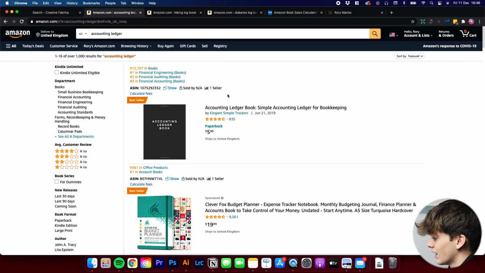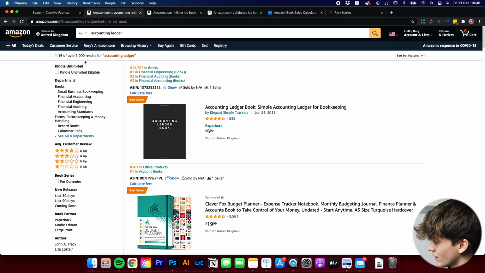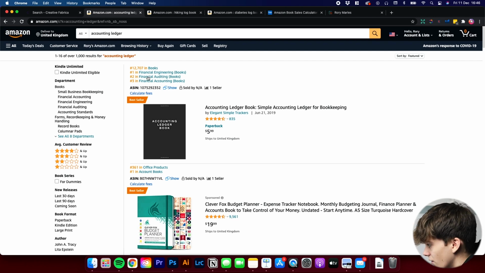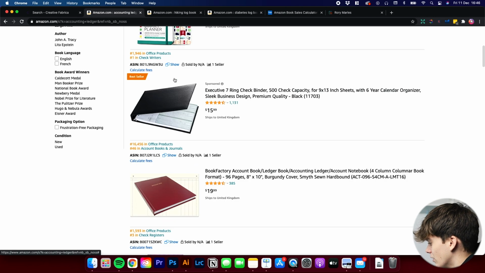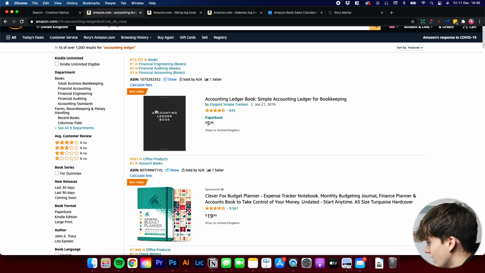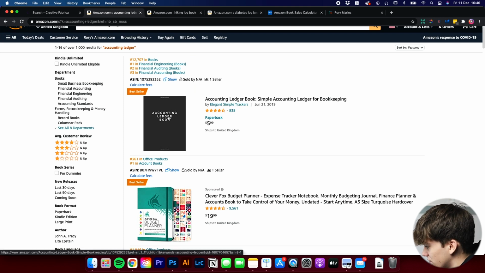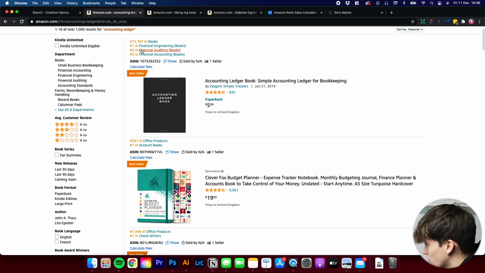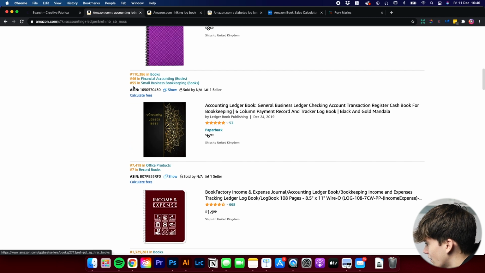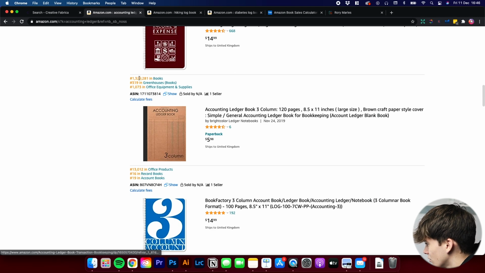Let's get on to a couple of niches that I have found where maybe there's some potential for you guys. You never know. So, start off with accounting ledger. As you can see, there are 1,000 results, which meets our criteria. Then let's have a look at a few of the books. We've got one here, accounting ledger book. It looks very simple, and yet it's got a BSR of 12,000. Another one here, another accounting ledger book, 100,000.